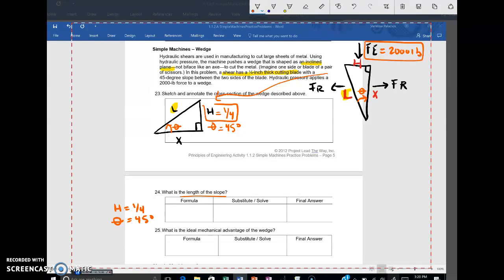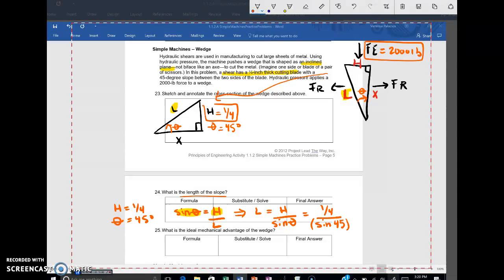Okay, so the equation that you want to use would be sine theta is equal to H over L, right? Because we know our angle and we know our H. What we're trying to solve for is the L. So if we rearrange this, it would be L is equal to H over sine theta. Or L would be equal to 1/4 over sine of 45 degrees.